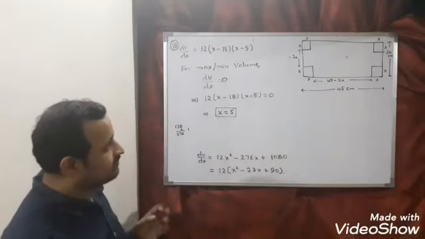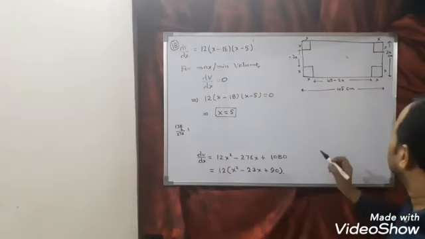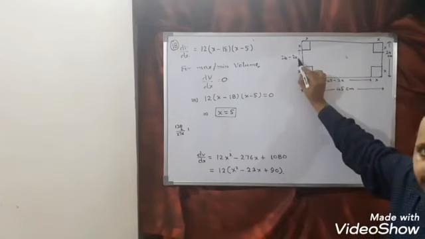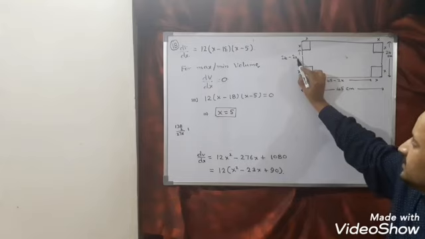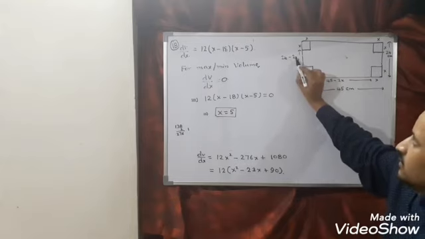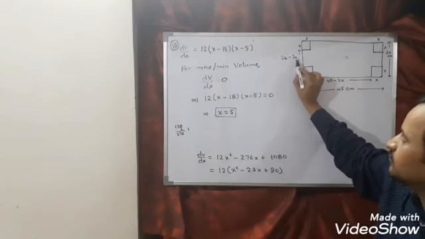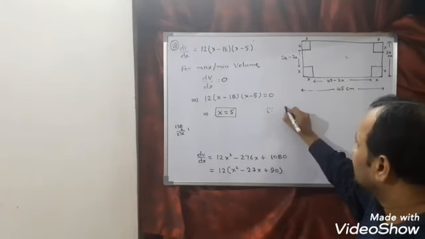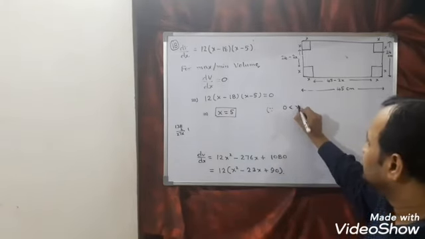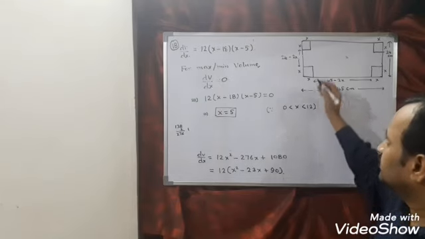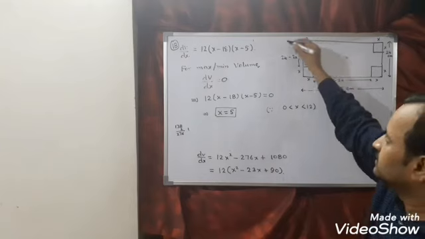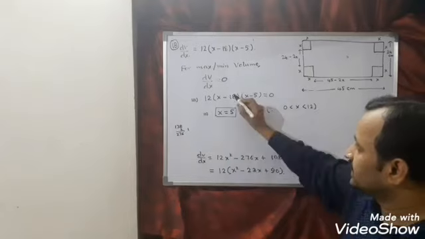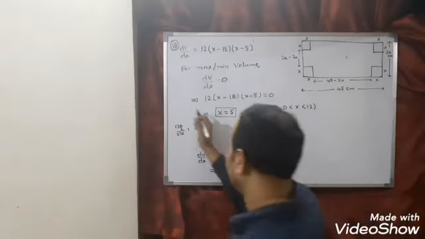Why you cannot get the other value? Now see here. So this is what actually, 24 minus 2x. If x is 12, what you will get? 24 minus 24 is 0. The reason here is, I can say x lies between 0 to 12. So it cannot take 12. If it is taking 12, this side length will become 0. So x lies between 0 to 12. So 18 cannot come. So x is equal to 5.